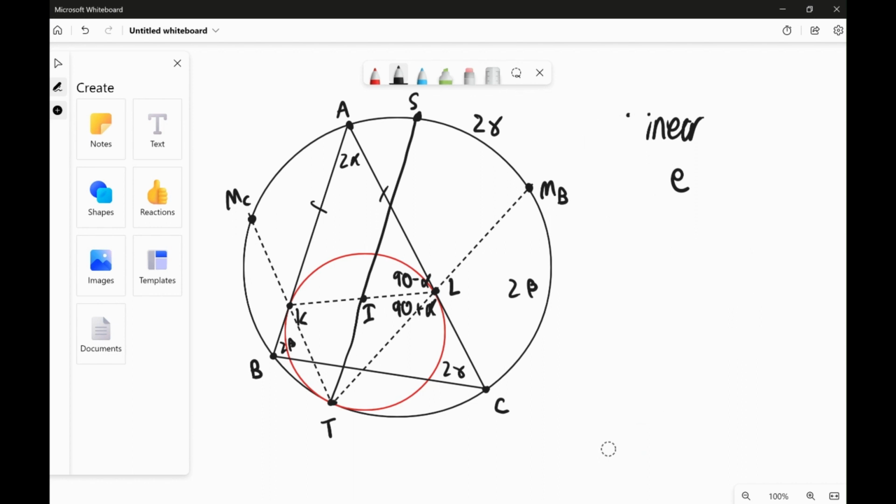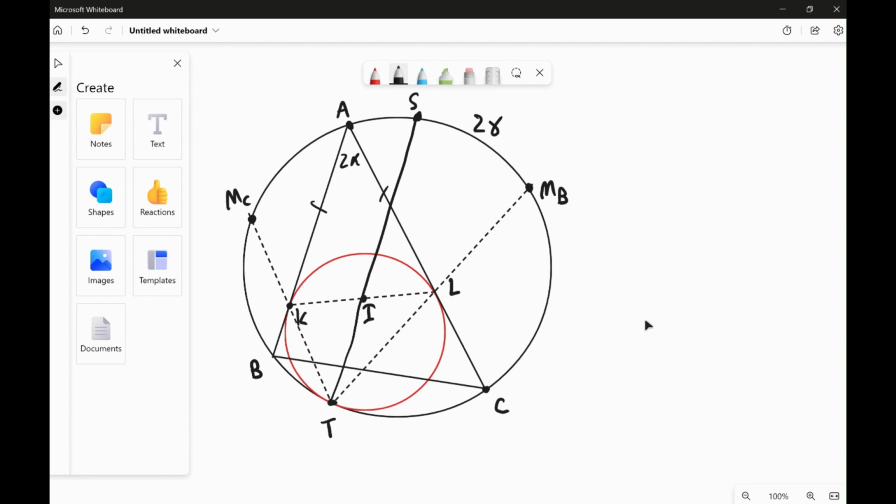So in summary, this is what we know about mixtilinear incircles. Let me go ahead and clear out all of this mess. So we know that if MC, MB, and S are the midpoints of the arcs, then TI passes through S, TK passes through MC, TL passes through MB, and I is the midpoint of KL, where I is the incenter.